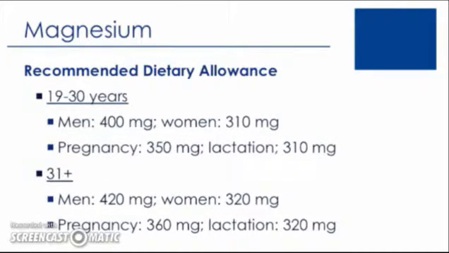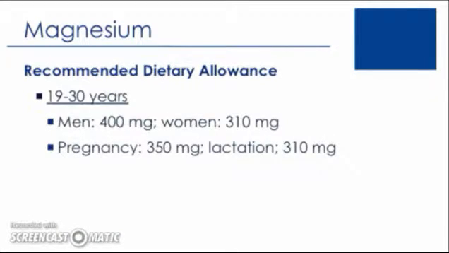Here we have the RDA for magnesium. In men, it's 400 milligrams per day. In women, it's 310 milligrams per day. Interestingly, it's a little bit higher for those individuals over 31. For those over 31, it's 420 milligrams per day for men and 320 milligrams per day for women.